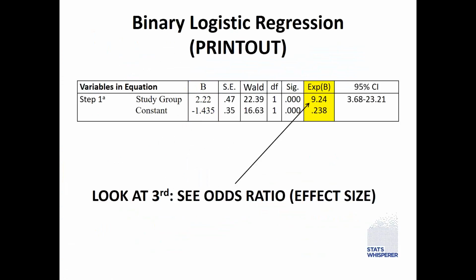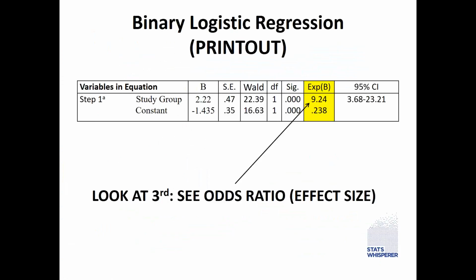but how much more? So then we look at the odds ratio effect size, 9.24. So we could say that those in the intervention group are almost 10 times more likely to have quit smoking after a year relative to the control, right?